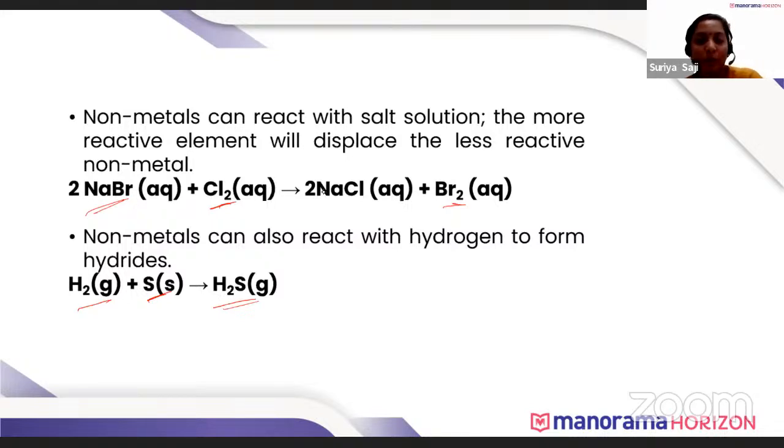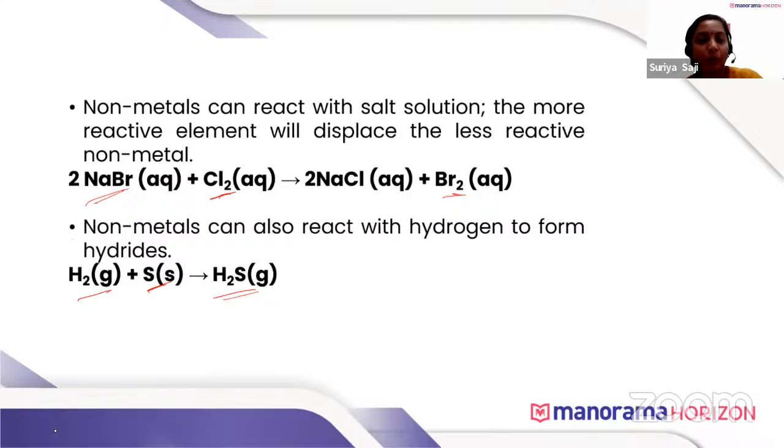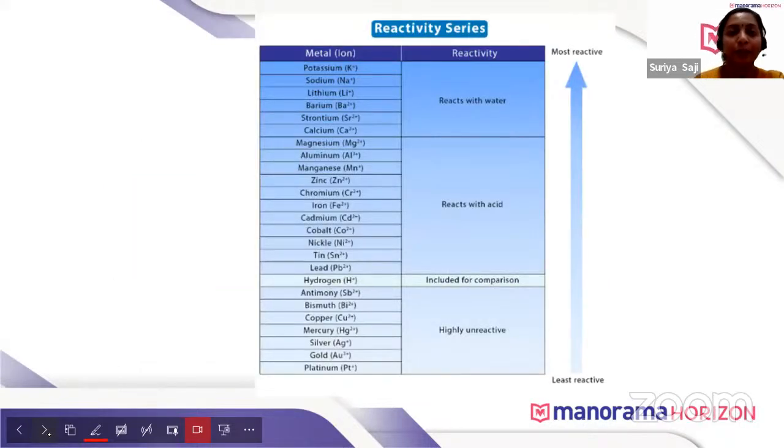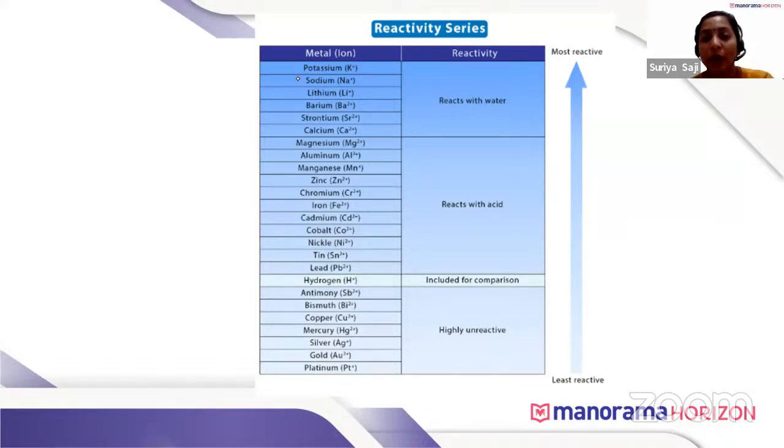Okay, then now let's proceed. We'll see now the reactivity series. The series in which metals are arranged in decreasing order of reactivity is known as the reactivity series. We have studied this in school, right? In the series, we arrange metals on the basis of decreasing order of reactivity. I'll show you the reactivity series now. You can see here metals are arranged in the order of decreasing reactivity.